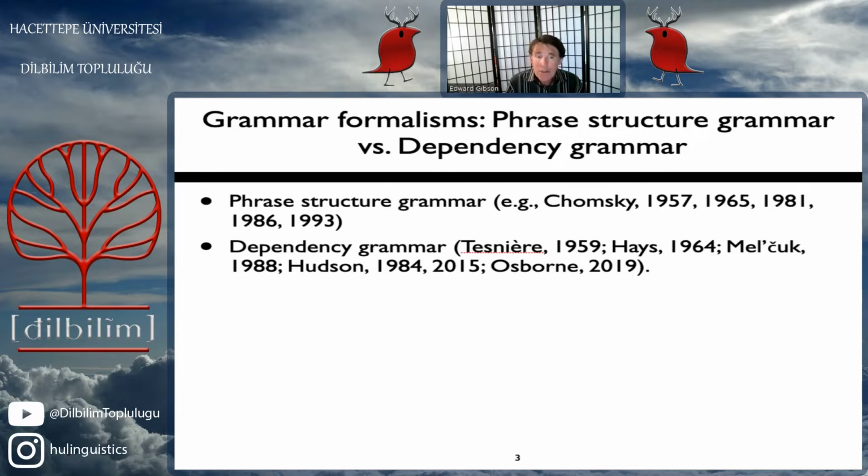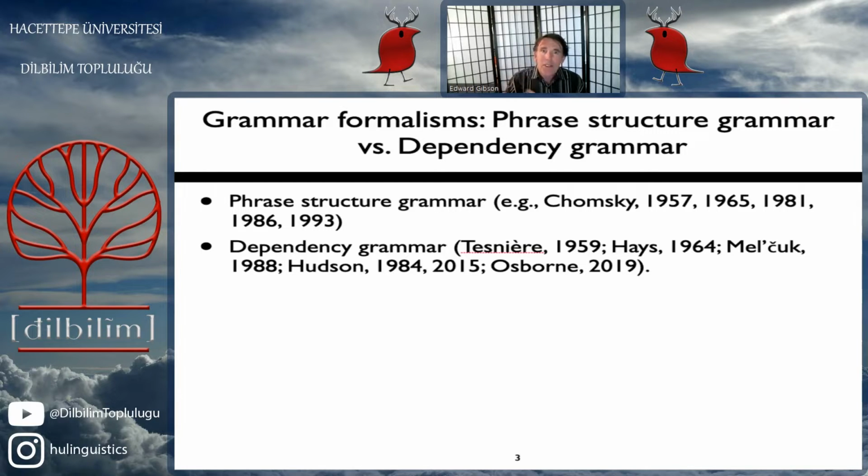Phrase structure grammar was really invented by Chomsky in the 50s, elaborated by him and his colleagues over the decades since. Dependency grammar was invented by this guy Tesniere back in the 30s. Really, his writing only became available in the 50s, and it was independently discovered by Melcuk in the Czech Republic, who was also very late writing up his work. And Dick Hudson has a British version of dependency grammar, so-called word grammar.